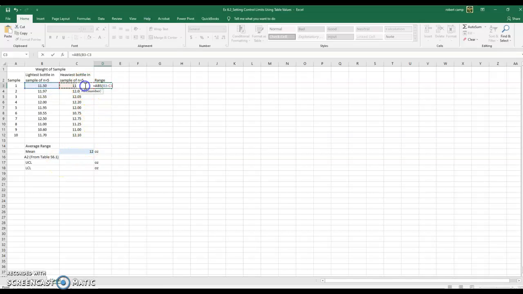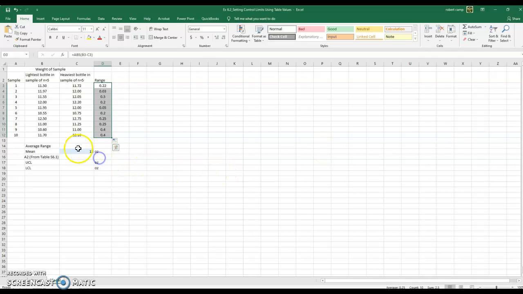So I subtract the two values from each other, I take the absolute value of it, so that gives me a range for this first sample of 0.22. And we'll just drag this down. And so these are now the ranges, highest to lowest, from our samples. So it kind of gives us an idea of how much variation we're going to have within the set that we're taking. And so now what we need is the average of the range.